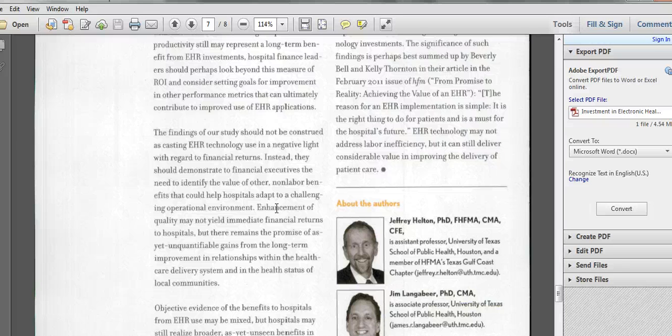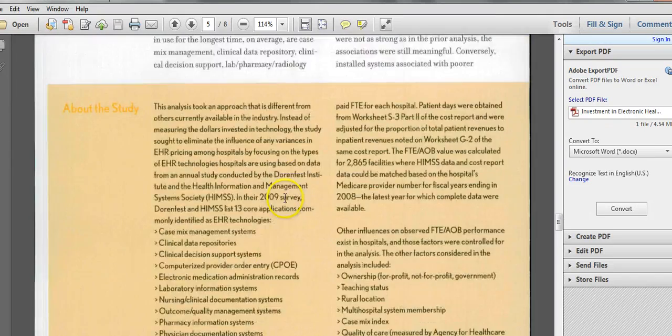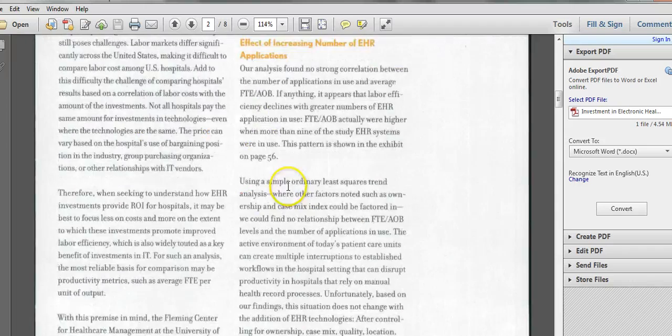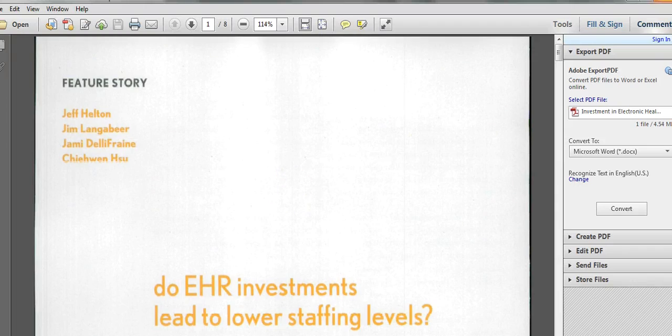So I would like you to read this. It's kind of a perspective. They've done a study, an extensive study of about 3,000 hospitals. They've taken data and tried to understand if EHRs really are providing financial returns. But you also have to understand the limitations of the study. That's why I want you to read that and get a perspective on what they're trying to say.